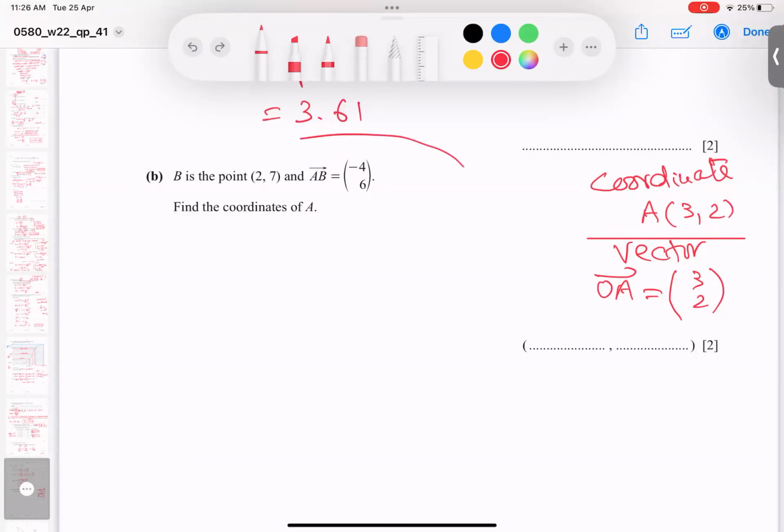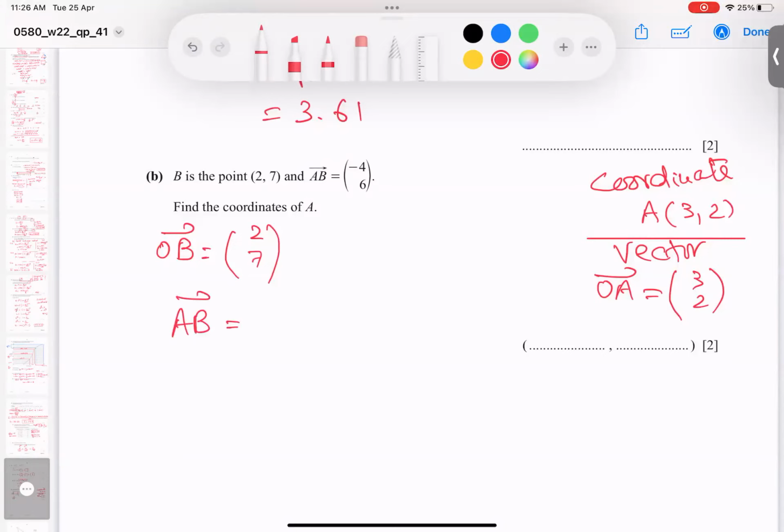So let's start. This is point B, given in coordinate form. If I want to convert it to vector form, it is OB, 2 up and 7 down. I hope you got the idea. Now AB is given. What is vector AB? How can you write it, students? What is the technique to write it?